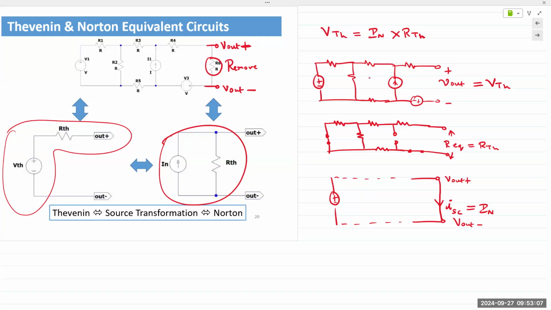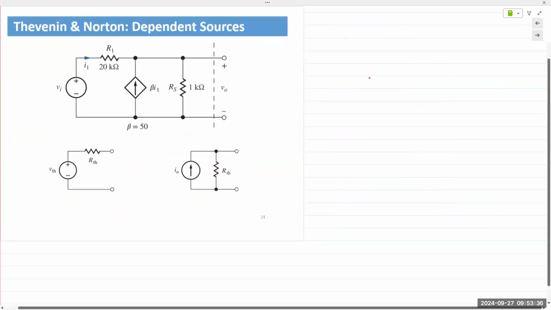Any questions? Does the setup make sense? Yes. That's on the next slide. Good thinking. That was my next question. So what do we do if we have a dependent source in there? Because we cannot reduce a dependent source to 0. So if you wish to find RTH, we cannot ignore that dependent source. And let's go to the next page.